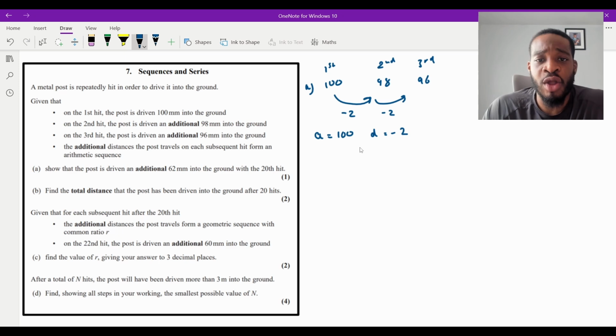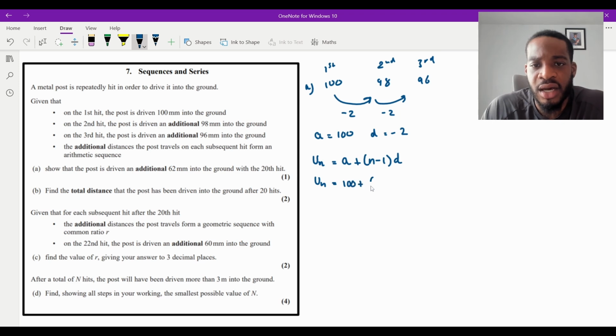And what we can do now is formulate a general nth term formula for this arithmetic sequence. So I'm going to say that the nth term, I'll call it un, is going to equal a plus n minus 1 d. This is the general formula. But in this case, plugging in a and d, it's going to be 100 plus n minus 1, and then d is -2. Okay, now they're asking us to show that the post is driven an additional 62 millimeters into the ground with the 20th hit. So I need to figure out what u20 is, isn't it?